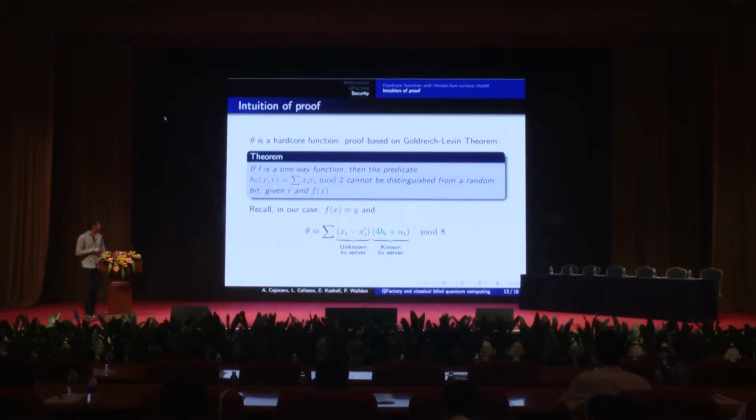I will go quickly through this proof. So how did we prove the hardcore function property? We basically base our proof on the Goldreich-Levin theorem, which states that basically if you have a one-way function f, then it should be hard to distinguish this quantity from a random bit. So this quantity is just the inner product between the x and a random bit string r. And to be able to distinguish it, you just have access to the r, and instead of having access to the x, you have access to f of x.